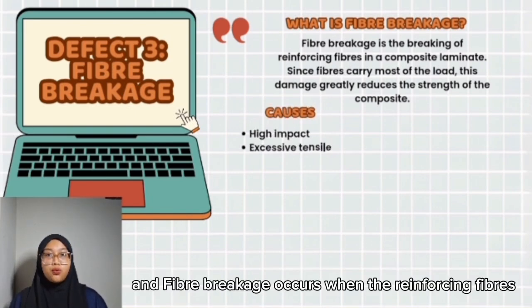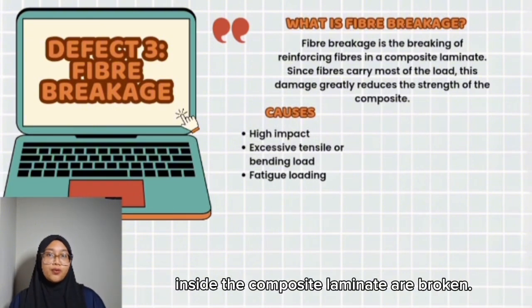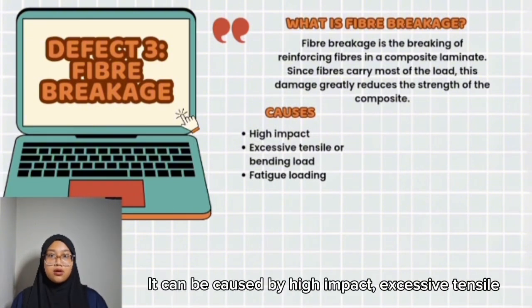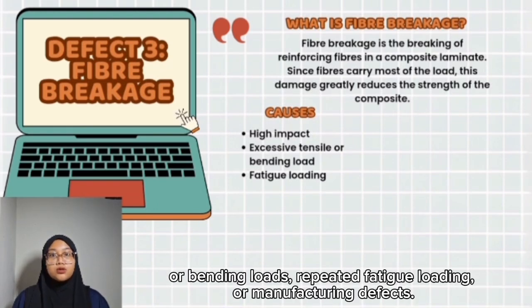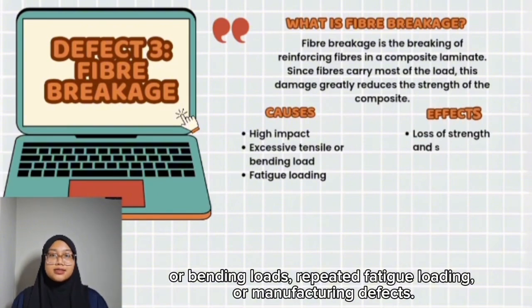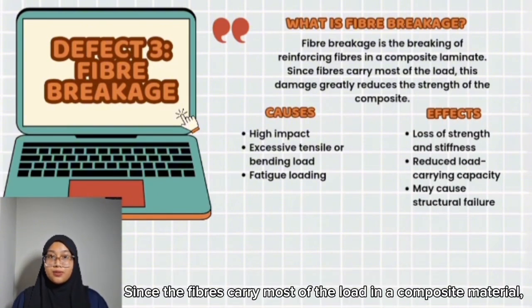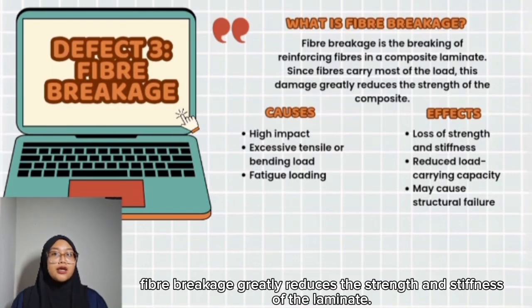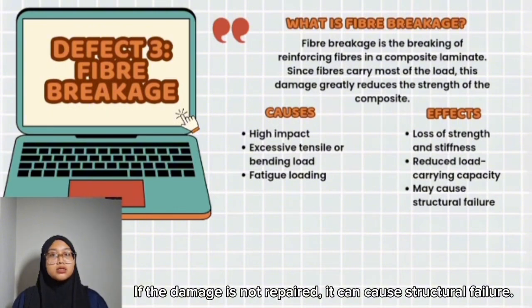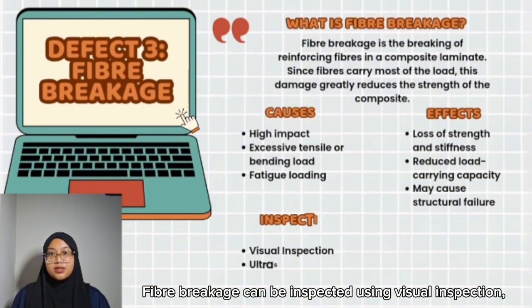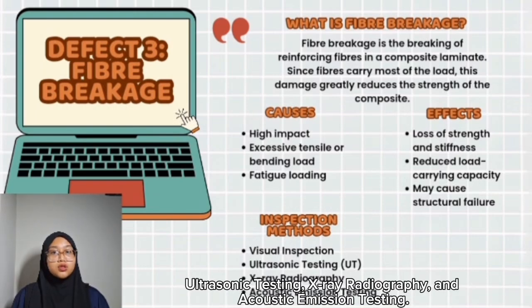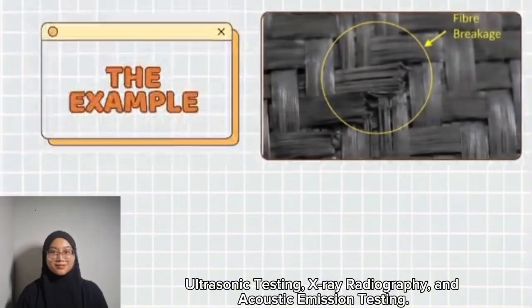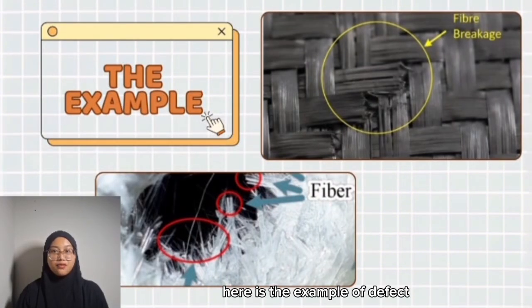Fiber breakage occurs when the reinforcing fibers inside the composite laminate are broken. It can be caused by high impact, excessive tensile or bending loads, repeated fatigue loading, or manufacturing defects. Since the fibers carry most of the load in the composite material, fiber breakage greatly reduces the strength and stiffness of the laminate. If the damage is not repaired, it can cause a structural failure. Fiber breakage can be inspected using visual inspection, ultrasonic testing, X-ray radiography, and acoustic emission testing. Here is the example of defect.